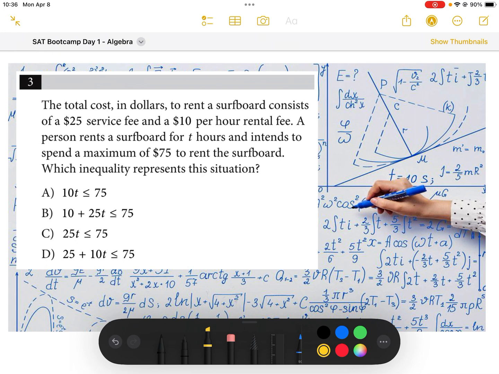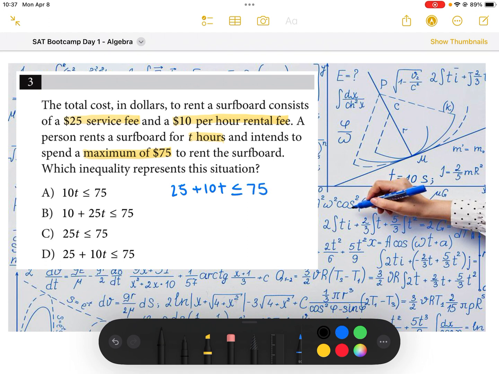So it says we have a $25 service fee and a $10 per hour rental fee. So the $25 is going to be a one-time fee, $10 per hour here, and we're going for t hours. So to find the total, you would do 10 times t and then plus 25 here. And we're spending a maximum of $75. So $25 service fee plus $10 times t hours, that's going to give us how much money we spent to rent. And the maximum we can spend is 75. So what we spend has to be less than, or it could be equal to $75.